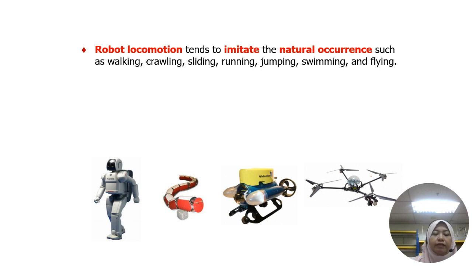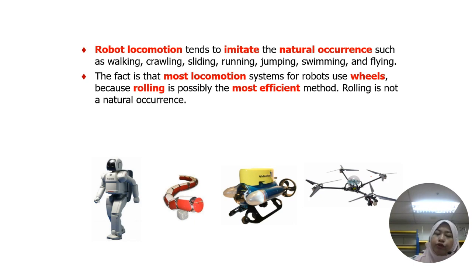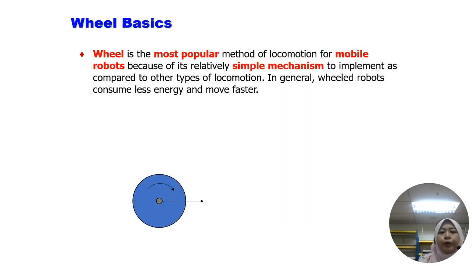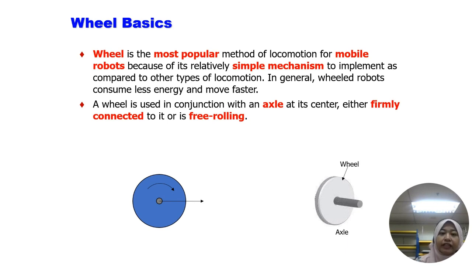So ini yang saya dah explain dalam kelas, which the locomotion is actually following the movement of human and animal. So kita tengok kepada wheel basic yang kita akan guna dalam kita punya mobile robot. So wheel ni yang paling senang untuk digunakan, and then dia punya mechanism is very simple. So pergerakan wheel ni is actually dia ada axis. One axis yang dekat tengah-tengah roda tu, dekat dia punya center, and then dia akan connected to wheel yang free rolling.